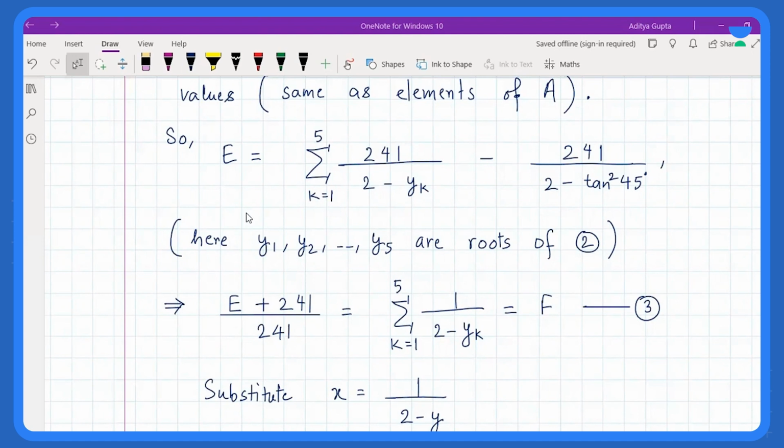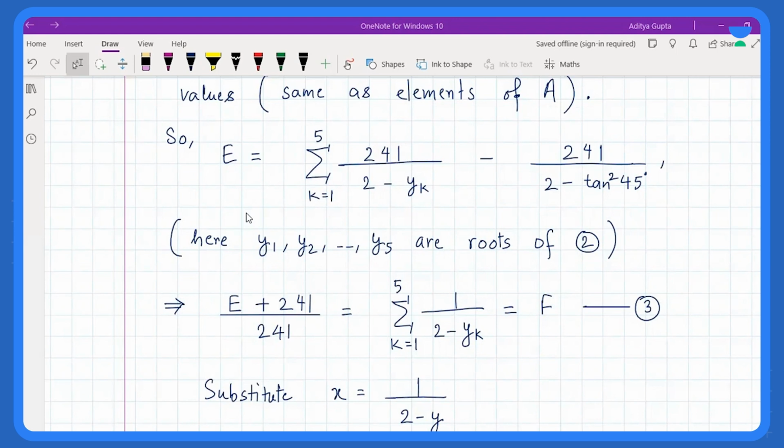Why do I want that equation? Because if I am able to form an equation whose roots are 1 upon 2 minus y1, 1 upon 2 minus y2, 1 upon 2 minus y3, 1 upon 2 minus y4, like that, then I'll simply be able to find the sum of the roots of that equation, right?